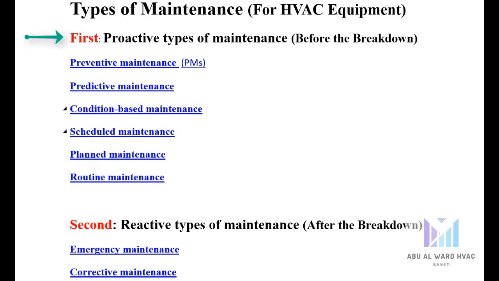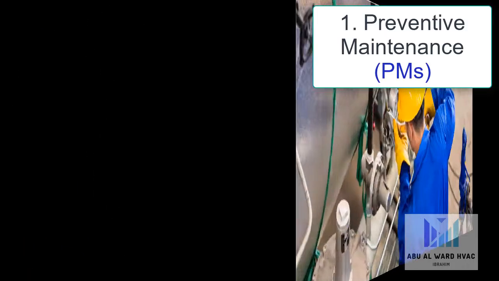We have proactive types of maintenance, which is before the breakdown of the equipment, and we have reactive types of maintenance, which is after the breakdown. The proactive types are preventive maintenance, predictive maintenance, condition-based maintenance, scheduled maintenance, planned maintenance, and routine maintenance. The reactive types are emergency maintenance and corrective maintenance.